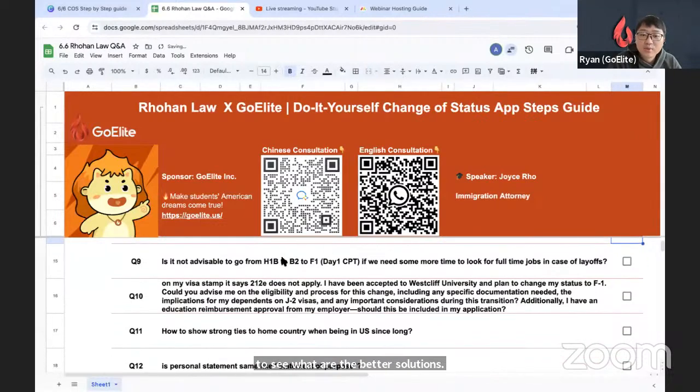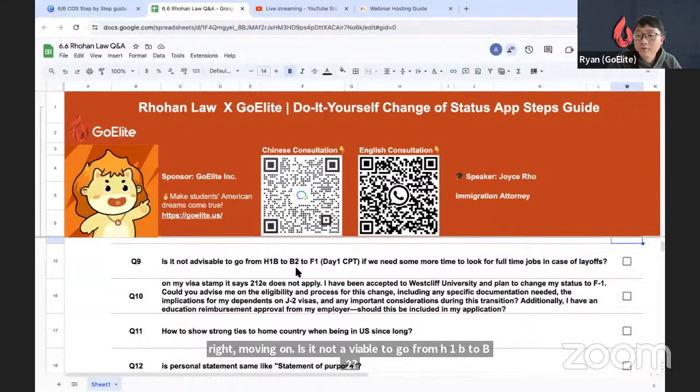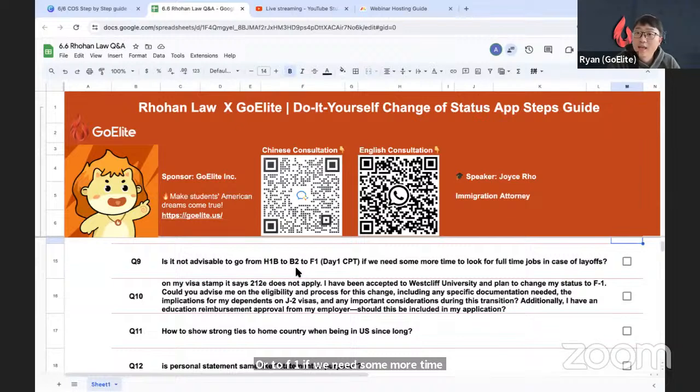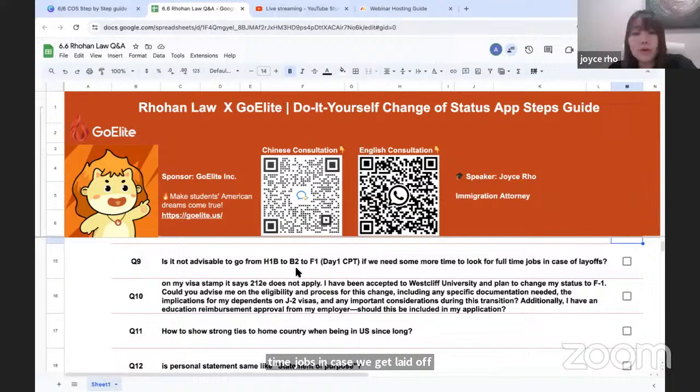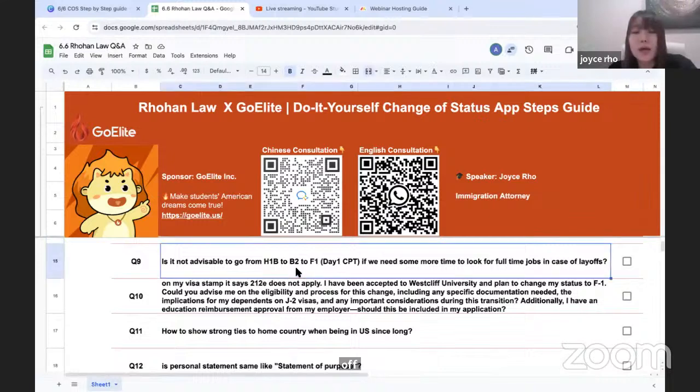Is it not advisable to go from H1B to B2 or to F1 if we need some more time to look for full-time jobs in case we get laid off? No, my advice is that changing your status to F1 or B2 while looking for a new full-time job is a good idea. Many people are utilizing this process, especially when they are laid off as H1B employees.